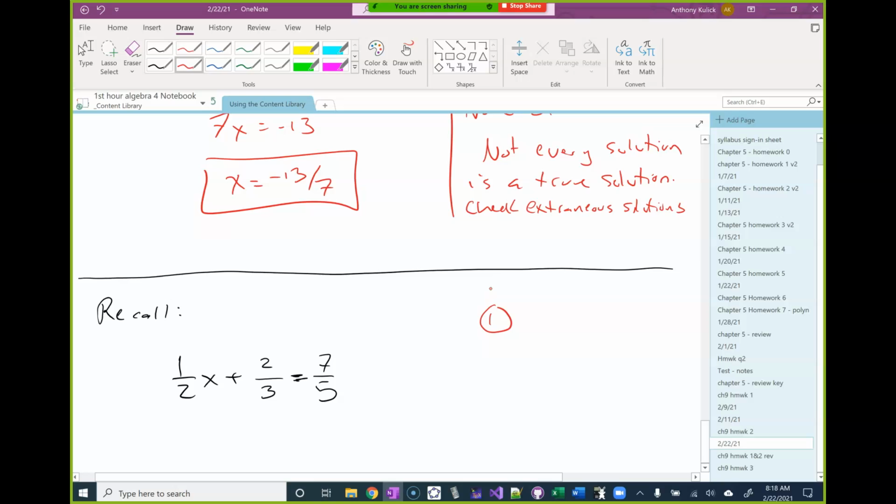First thing we should note is that this is not a proportion, right? Why is it not a proportion? Well, we have two fractions on the left-hand side of the equation and one fraction on the right-hand side. A proportion is one fraction equal to one fraction, not two fractions equal to one fraction, right? So you cannot use cross multiplication to deal with a situation like this as it's currently written.